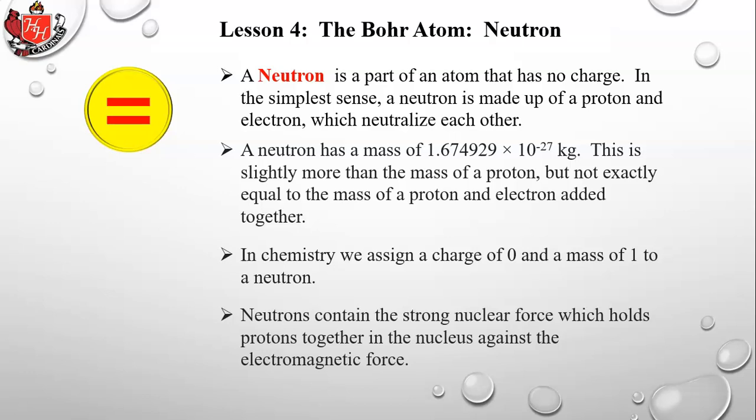Neutrons contain the strong nuclear force which holds protons together in the nucleus against the electromagnetic force. So in other words, you have protons in the nucleus which are all positively charged. They push apart from each other. So why does the nucleus just not fly apart if it has all these positive charges? It's because both protons and neutrons have something called the strong nuclear force, and that's what holds them together against the positive-negative force, which is called the electromagnetic force.